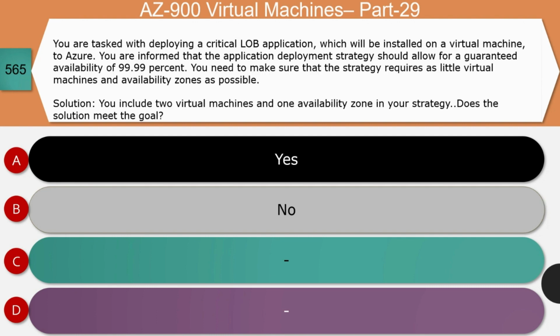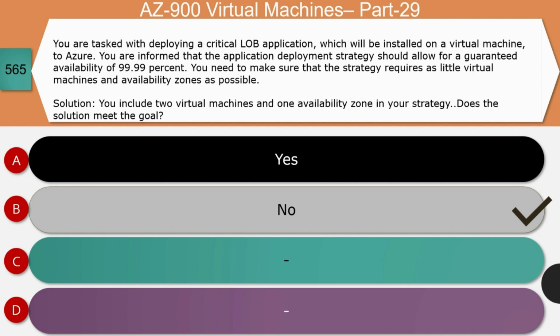Next question, you are tasked with deploying critical line of business application, which will be installed on a virtual machine to Azure. You are informed that the application deployment strategy should allow for a guaranteed availability of 99.99%. You need to make sure that the strategy requires as few virtual machines and availability zones as possible. The suggested solution was you include two virtual machines and one availability zone in your strategy. Does that meet your goal? Is it yes or no? The right option is no.